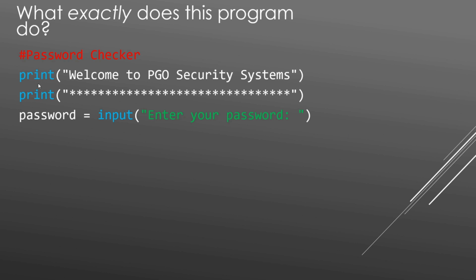So here I've got just two really simple print statements. Welcome to PGO Security Systems, and then just some stars to show where you would enter your password. And then here I've got a variable. Just like we did with last lesson, I've created a variable with an input to allow the user to enter some information just like you would when you enter a password, and I'm saying input and then enter your password is the prompt. So of course I have called my variable password because I'm storing the password that the user enters inside of that variable. So now that we've entered our password, the computer's going to need to do something.